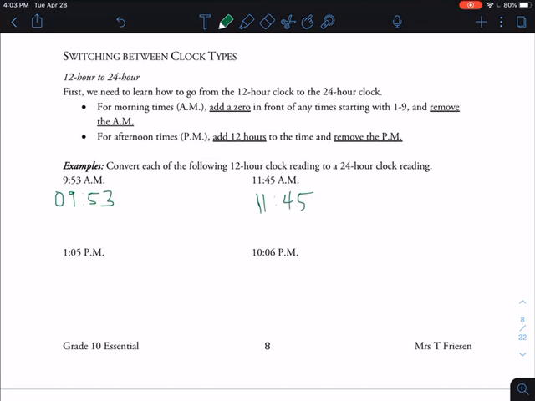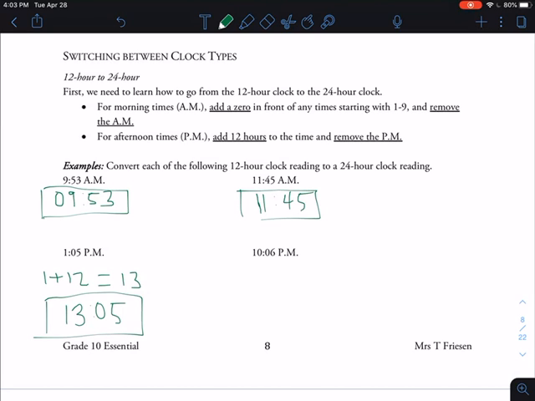Okay. Now, for afternoon times, you would add 12 hours to the time and then remove PM. Okay. So again, looking here, we have a couple afternoon times, and we're just going to look at those. So 1:05, we're going to add 12 hours. So we're going to do 1 plus 12 is equal to 13. And then we're going to keep the rest of the time and remove the PM. Okay. So all I've done here is add that 12 hours and then remove the PM. So that's my final answer there. Okay, so 13:05 means 1:05 p.m.